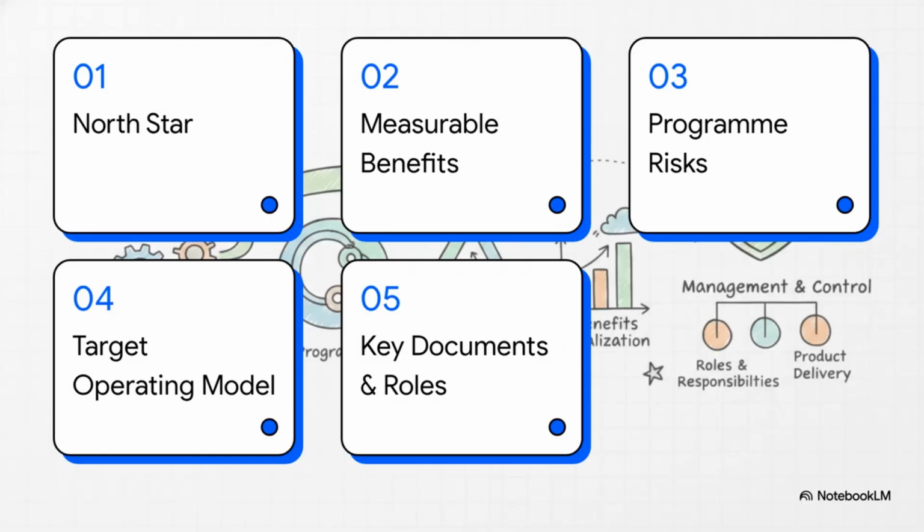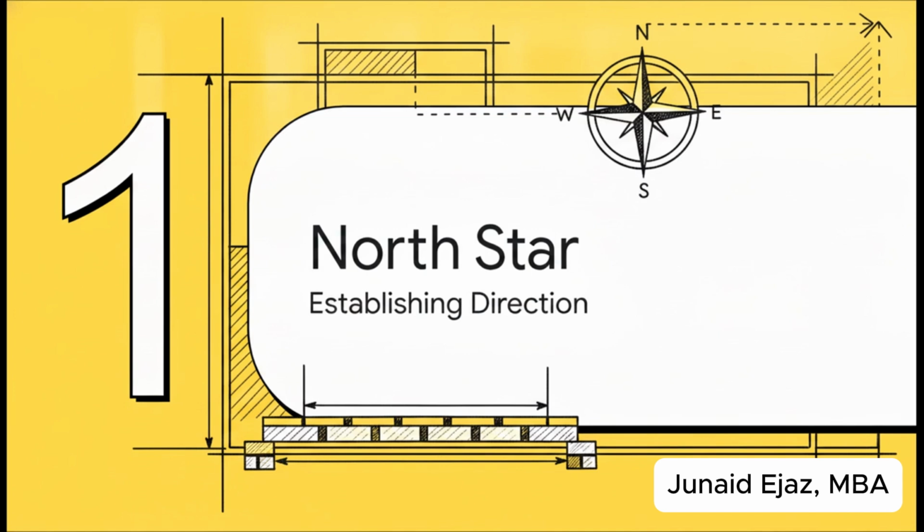To make sense of this dense methodology, we're going to build our understanding step by step. First, we'll uncover the program's North Star. Then we'll look at realizing measurable benefits. 3, navigating program risks. 4, unpacking the target operating model. And finally, number 5, we'll break down the key documents and roles. So we're starting with the grand vision and working our way right down to the granular nuts and bolts. All right, let's kick things off with Section 1, the program's North Star.